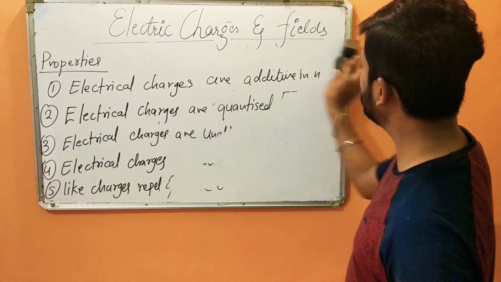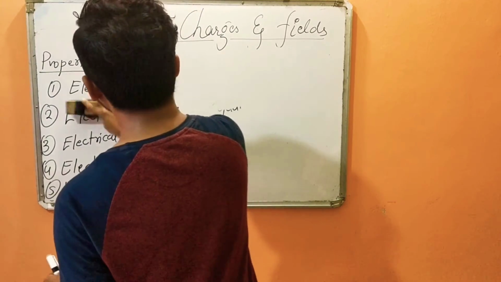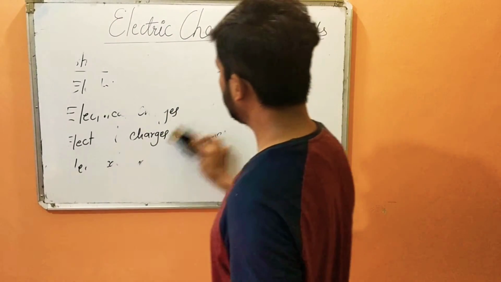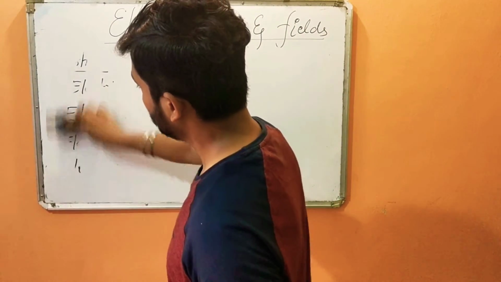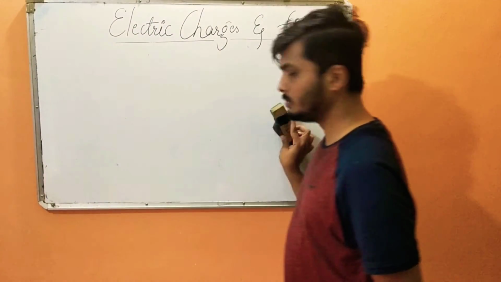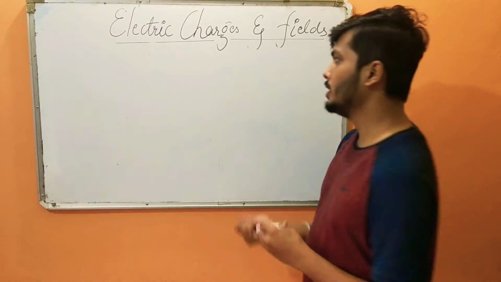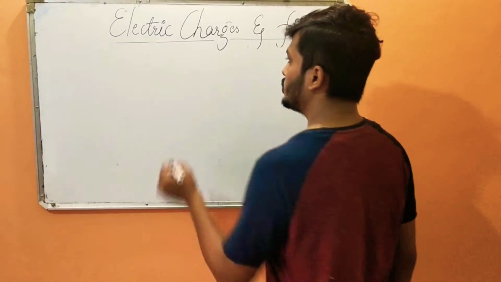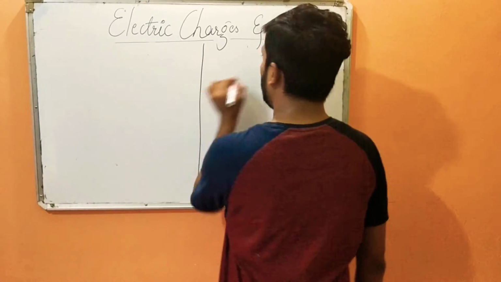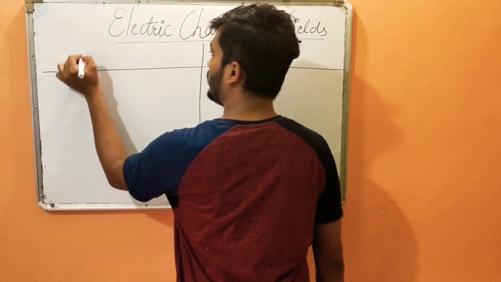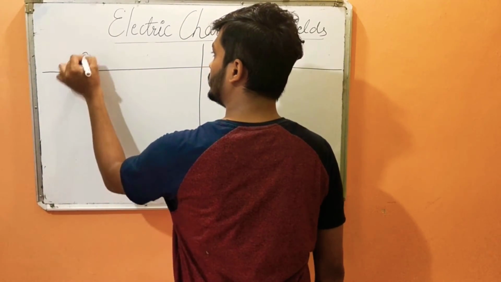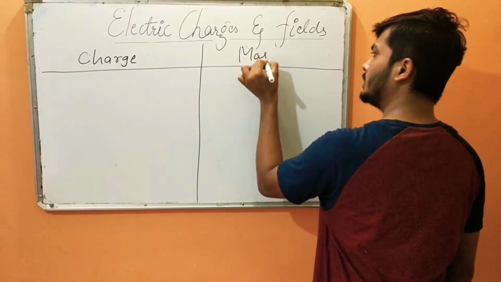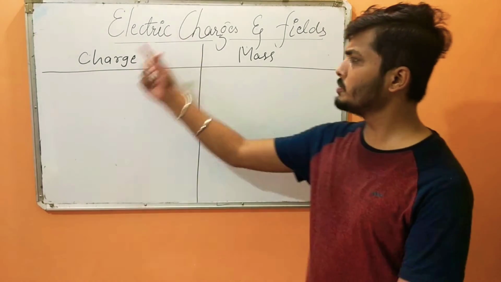So further, let us see some differences between charge and mass. Now the picture is quite clear regarding the charges. So let us find the actual difference between charge and mass. I'll make one table in which the first column will be for charge and this is for mass. Now can you differentiate between charge and mass?